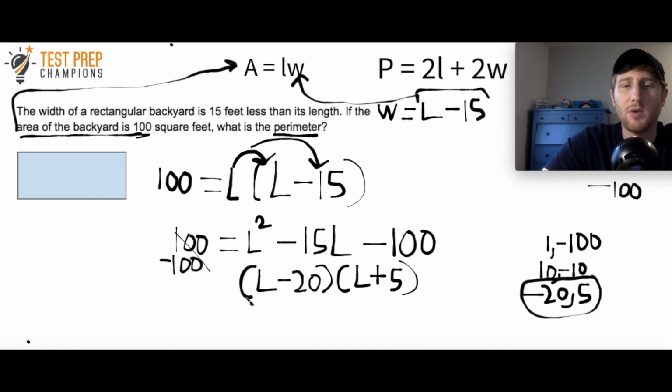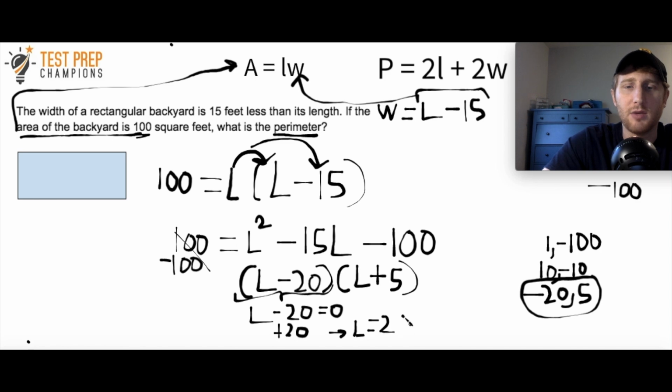Now, what I can do is set each of these equal to 0. I have L minus 20 equals 0, and to get the L by itself, I add 20 to both sides. If I do that, I have L equals 20 as one solution to my quadratic equation. The other solution, I would take this L plus 5 and set it equal to 0. Again, I'm going to subtract 5 on both sides this time, and I'll see that my other solution is L equals negative 5.